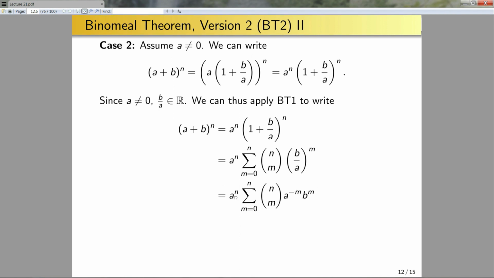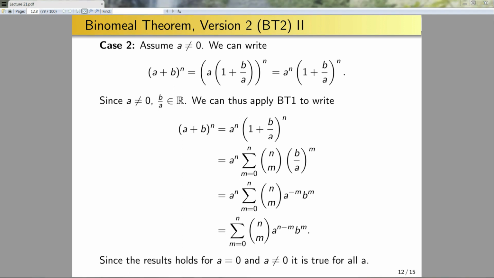Next, I can pull this a to the n inside the sum, and I can add the exponents. So here I'd have a to the n minus m times b to the m, and that's exactly what I wanted to show. Since the result holds for both a equal to 0 and a not equal to 0, it is true for all a.